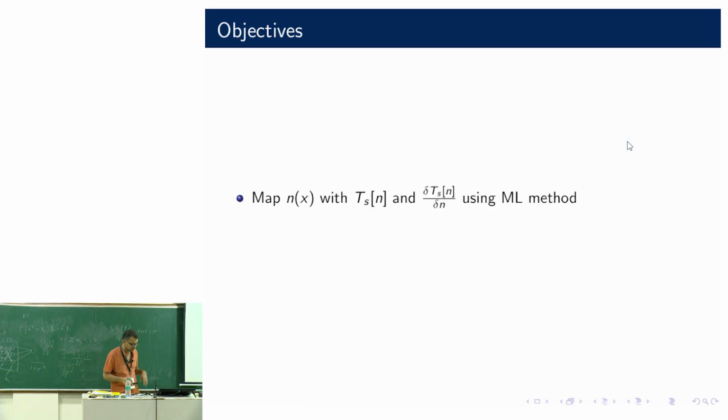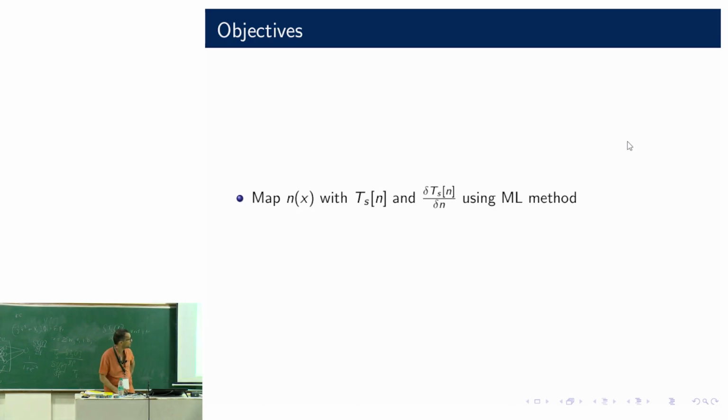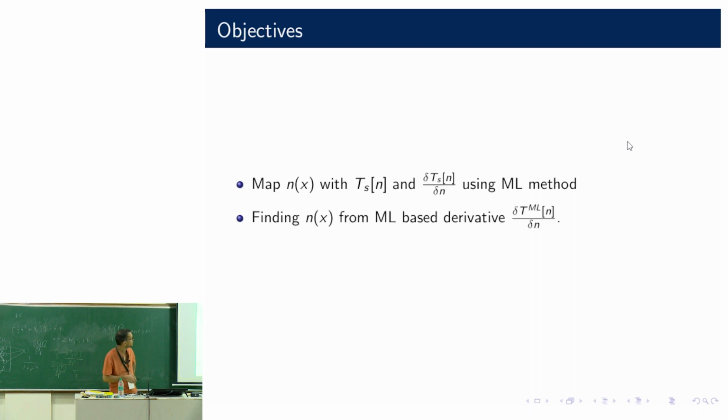Okay, so let's go into this. Again, we have tried to map this n of x, one-dimensional, to TS and the functional derivative using the ML method. Then once you do that, you have to get the n of x back based on this ML derivative. If we can do that, then our problem is solved. Those are the two things. The second one you are solving Lagrange. So we predict: you map n of x to T and the functional derivative.